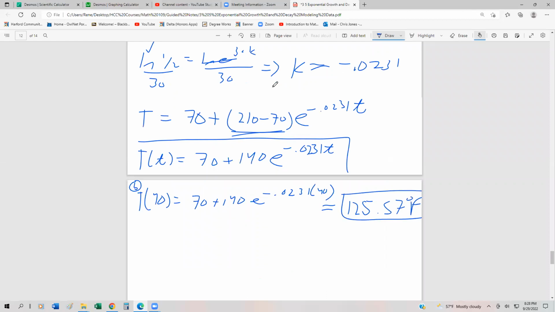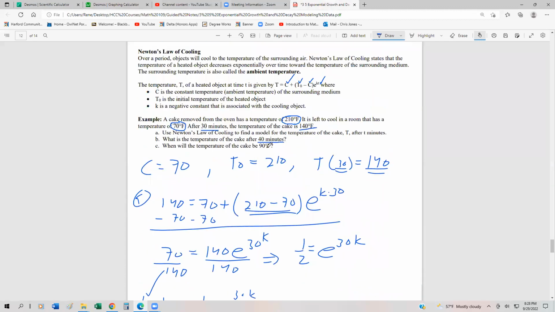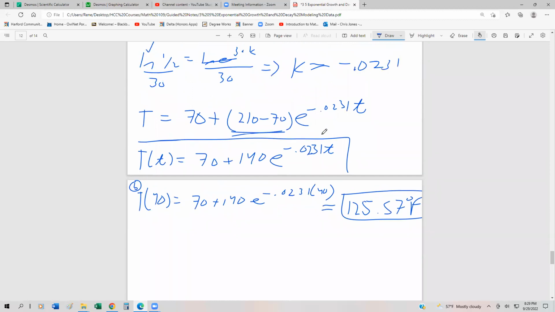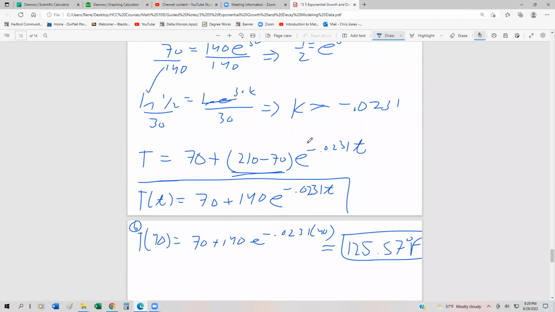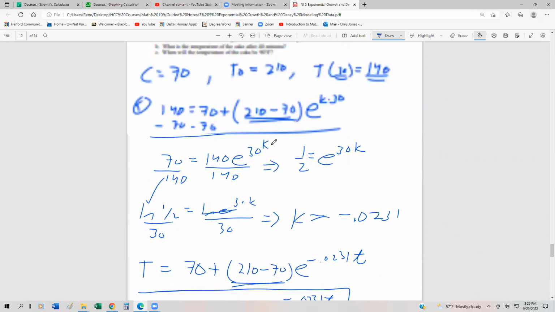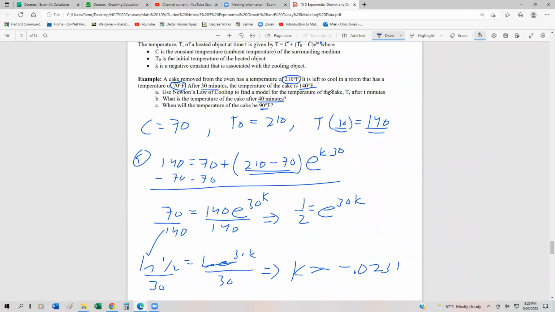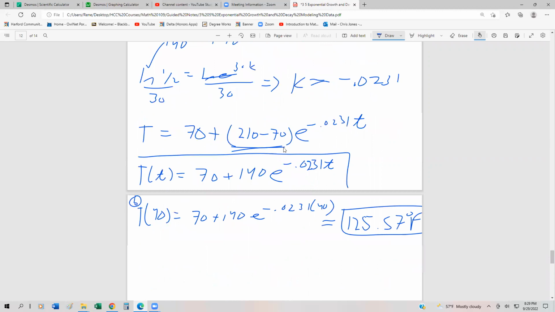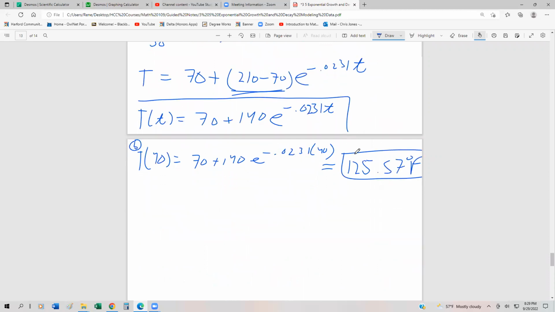Now, the last part of this problem is when does it take the temperature to be 90 degrees? So we're just going to set 90 equal to capital T and solve it. Just to get a ballpark figure, remember we said that after 30 minutes the temperature cools down to 140, and then after 40 minutes, the temperature is 125. If we're going in that pattern, where we get 140 and then 125, etc., we're probably looking at somewhere between 60 or 70 minutes, just a guesstimate.